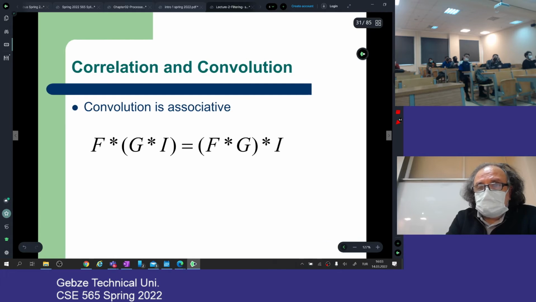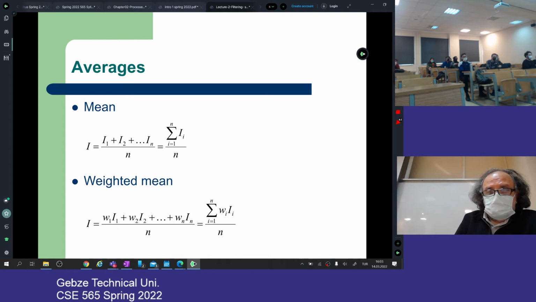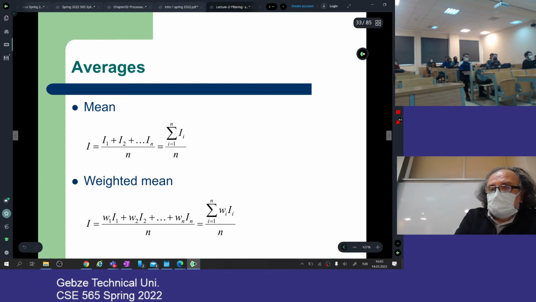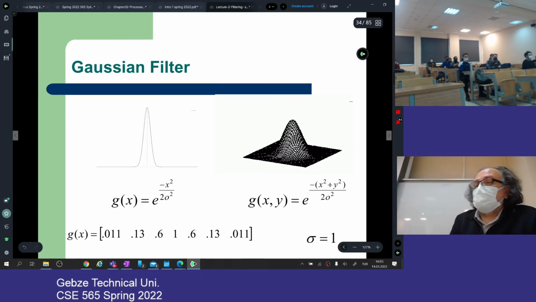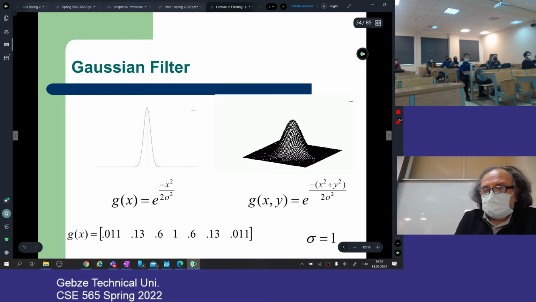One of them is taking the mean or the average of the images. Okay. Usually we take the average like this, right? I mean, how do you take the average of n numbers? You add them up and you divide by n. Okay. If you take the weighted mean, you multiply each number with a weight and divide by n. Okay. But we can use convolution to do those kinds of things. Back to the Gaussian. Remember the Gaussian function? This is the one-dimensional Gaussian. Okay, this is a two-dimensional Gaussian.